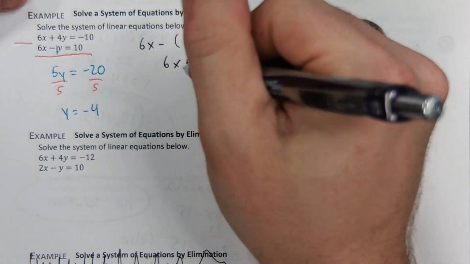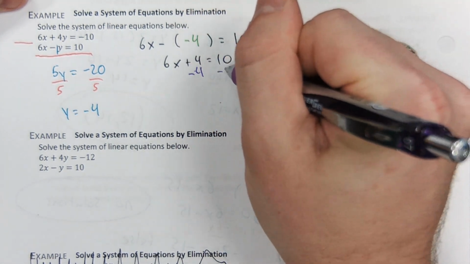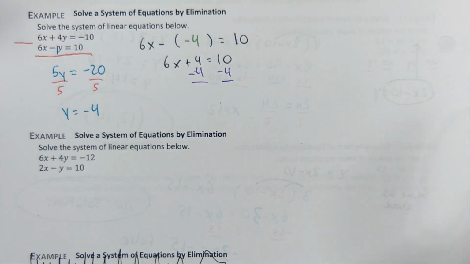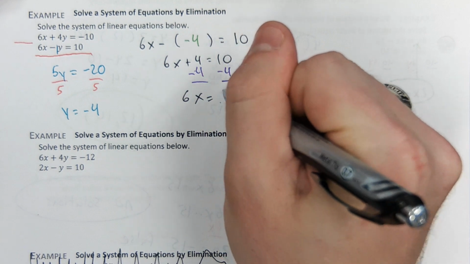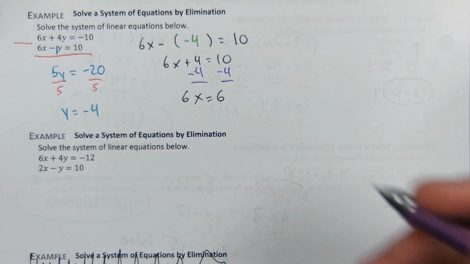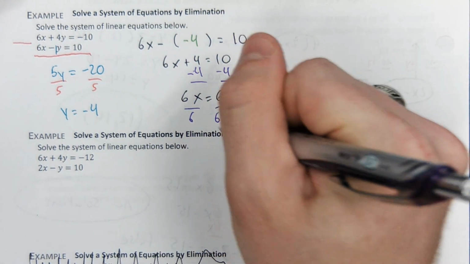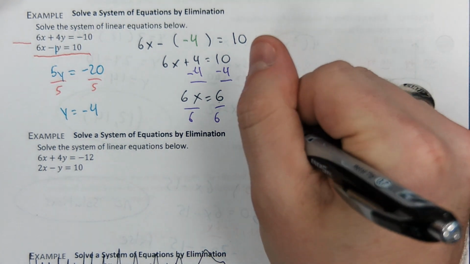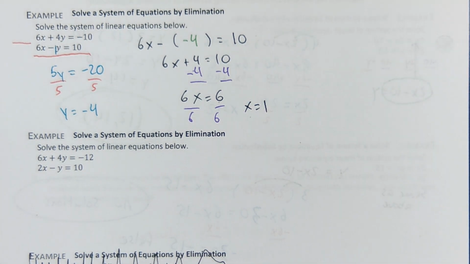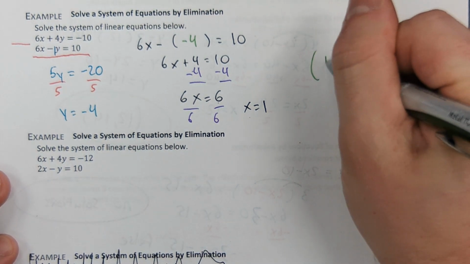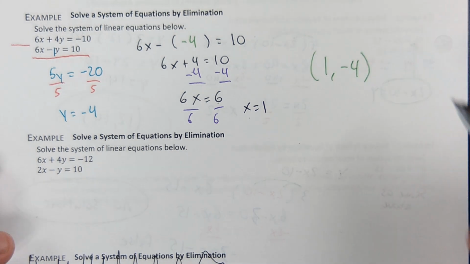Just get x by itself. Subtract 4 from both sides. 6x equals 6. I don't think I need to show it, but divide both sides by 6 to get that x equals 1. All right. That is an x comma y. It's a coordinate where my two straight lines intersect at 1 comma -4.